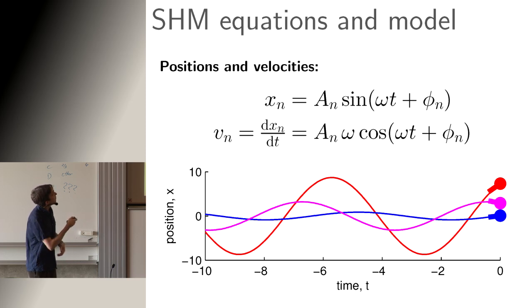Okay. The velocity is just the derivative of the first equation with respect to time, and it's the slope of these trajectories.